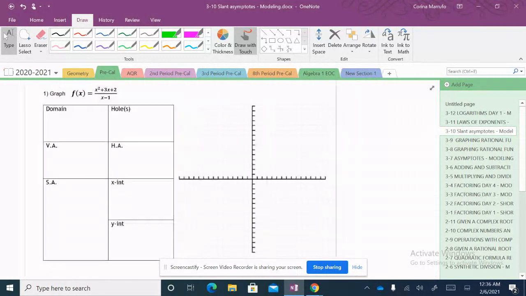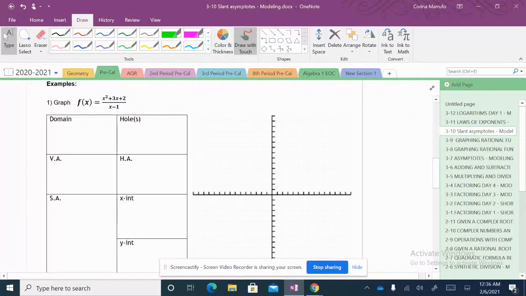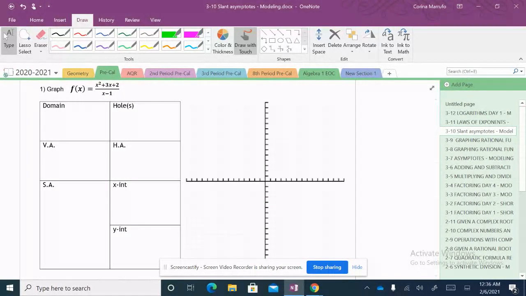Okay, so here they give us x squared plus 3x plus 2 over x minus 1, so our very first step is to factor. I'm going to go ahead and factor the numerator. x times x gives me x squared, 2 times 1 gives me 2, and it also adds up to a positive 3. And then on the denominator, we have x minus 1, okay? Now, nothing cancels out because x plus 1 and x minus 1 is not the same thing, okay?